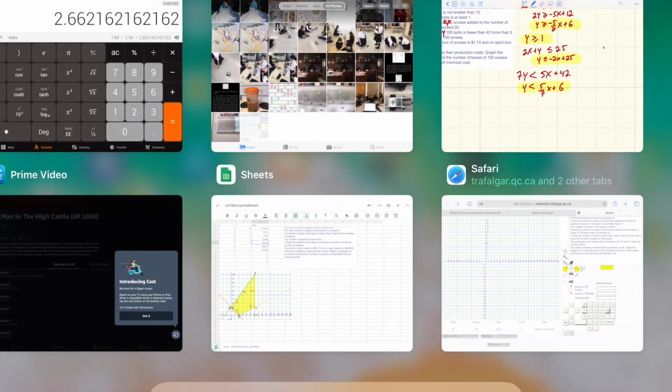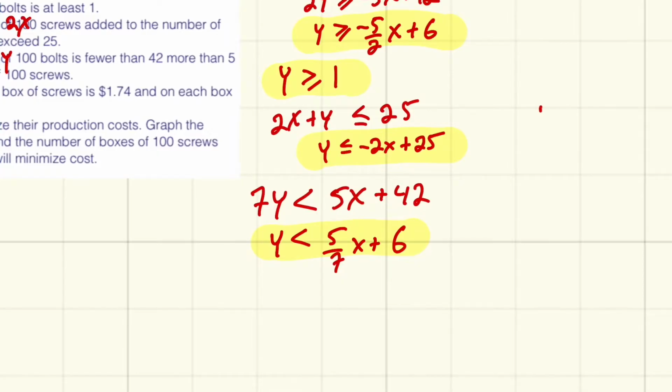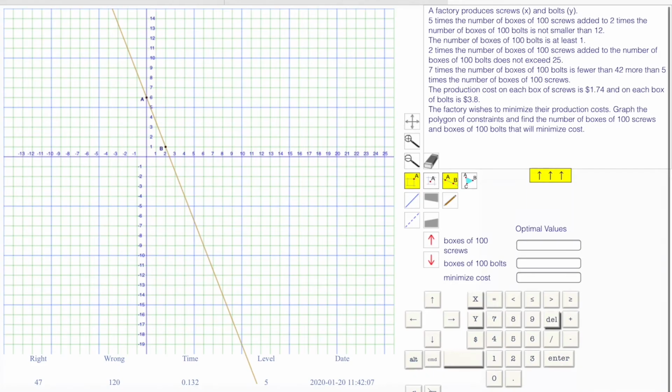The slope is negative 5 over 2. The delta y is negative 5. The delta x is 2. We'll move over 2 and then down 5. 1, 2, 3, 4, 5. It's greater than or equal to. We're shading above, and it's a solid line. So there's a solid line, and I'm going to shade above. So I'm going to put a little up arrow on it.